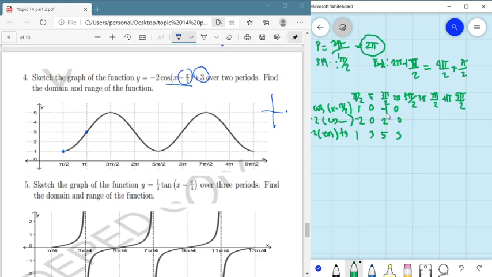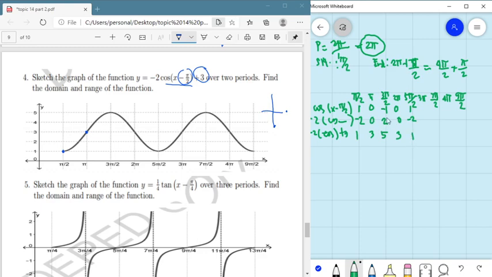Next is 5 pi over 2. 5 pi over 2 minus pi over 2 is 4 pi over 2, so that would be 2 pi. So, cosine of 2 pi is 1 times negative 2 is negative 2, plus 3 is 1.